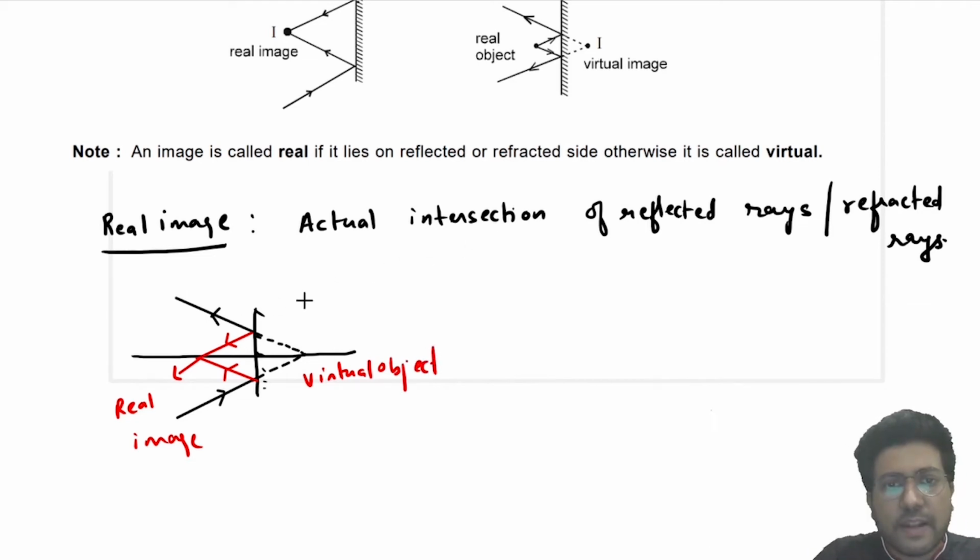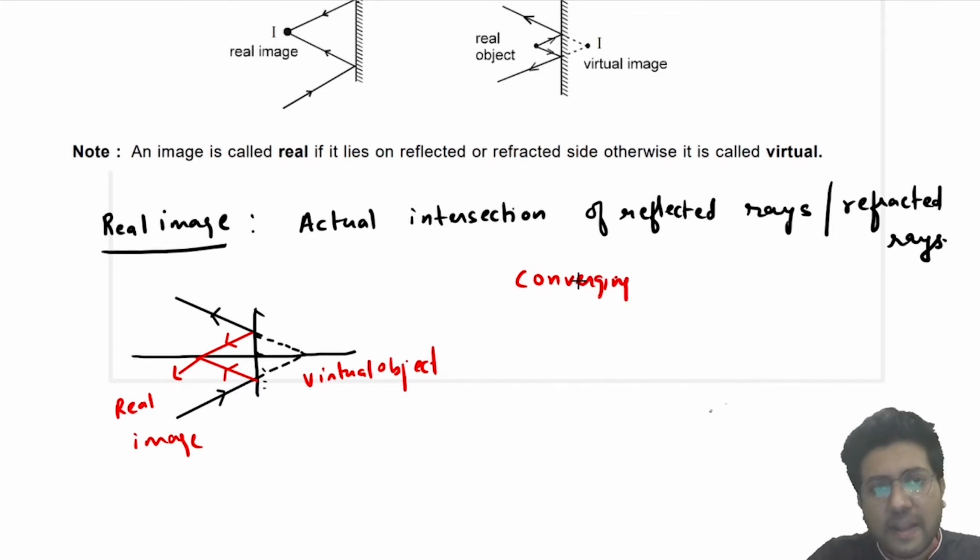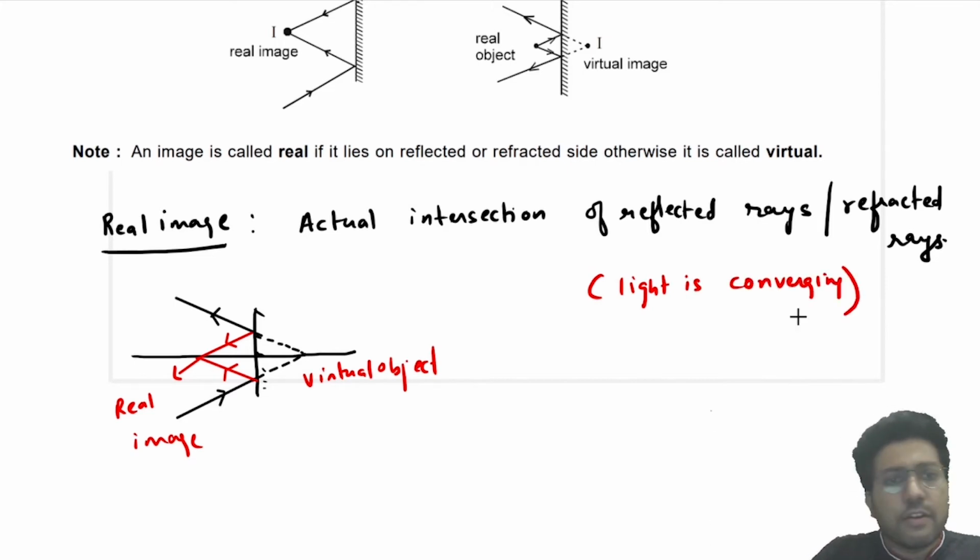So you will see that whenever there is actual intersection of reflected rays, you will say that the light is converging. So when light converges after reflection, then you will say that the image is real. Actual intersection of reflected rays, here you will say light is converging always. For example, for a real object, light was diverging from the point of the real object. But for a real image, light is converging at the point of the real image.